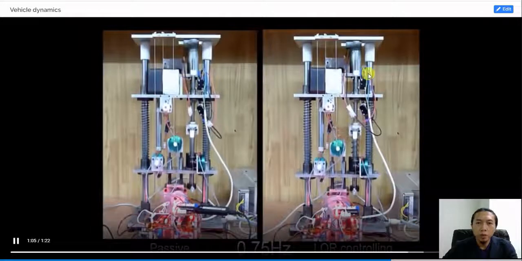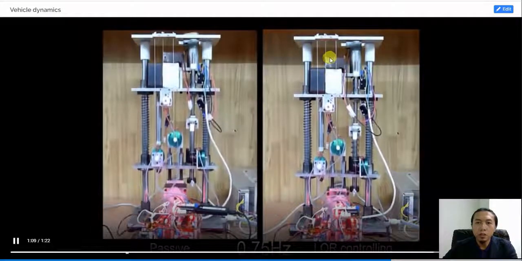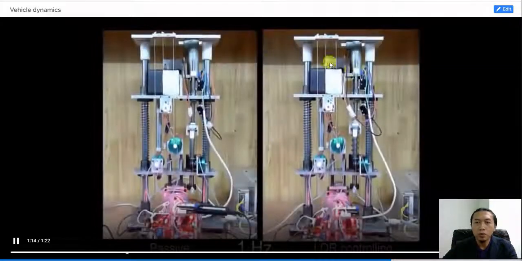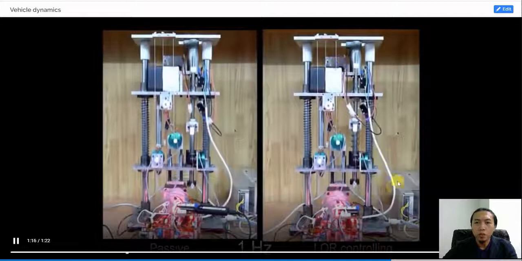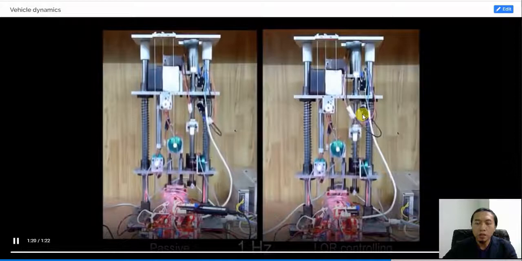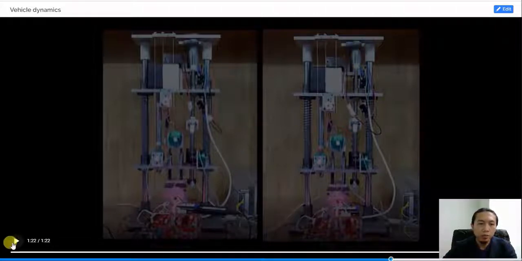If you compare from here, there is a different movement. On the right side, the car body is not moved. The movement is mostly covered by the unsprung mass, so the sprung mass here will not be disturbed at all.